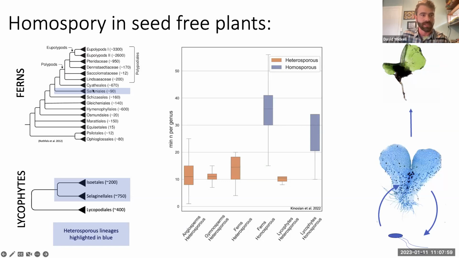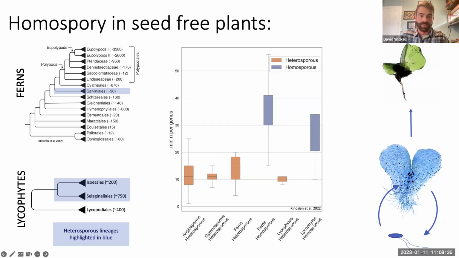Briefly, the heterosporous plants that are highlighted here in blue produce 2 different types of spores: megaspores, which then produce megagametophytes, which then produce archegonia that make eggs, and then microspores, which yield microgametophytes that then go on to produce antheridia that release sperm. This is by far the most common form of reproduction in plants and has evolved independently in ferns, lycophytes, and seed plants. Homosporous plants, on the other hand, produce a single type of spore yielding a bisexual gametophyte that's capable of producing both antheridia as well as archegonia, so sperm and egg.